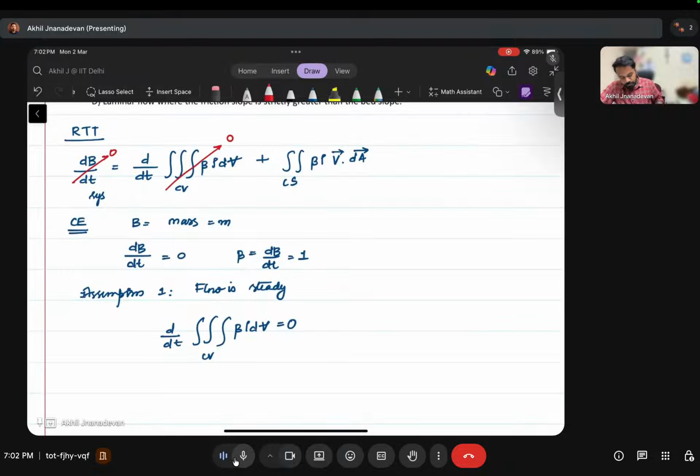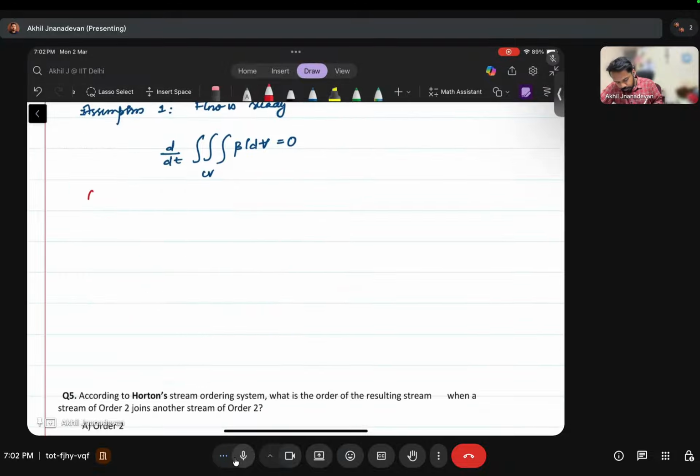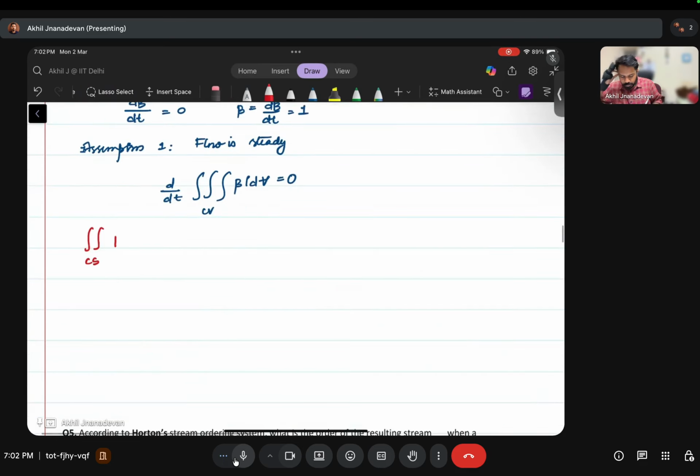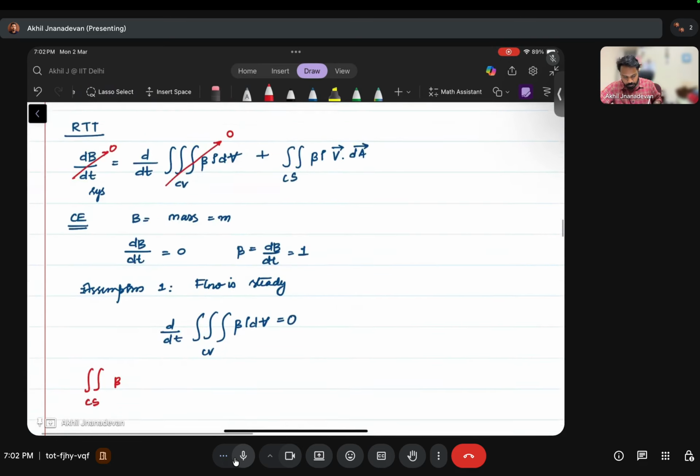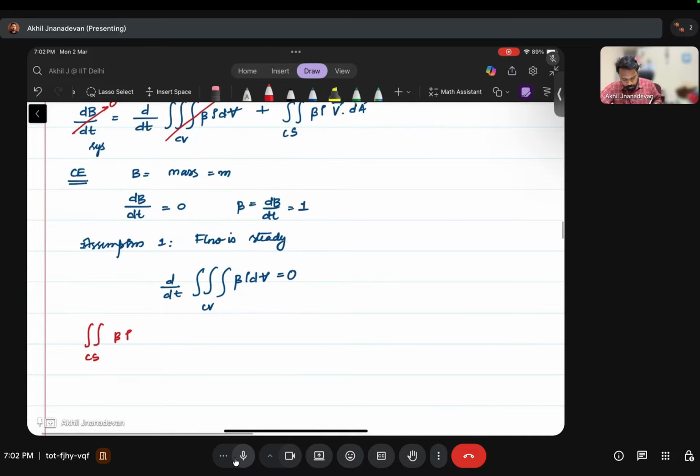Whatever is remaining is the integral across the control surface of beta rho v dot dA, which is equal to 0. Beta is 1, and density is constant, as we are taking incompressible flow.